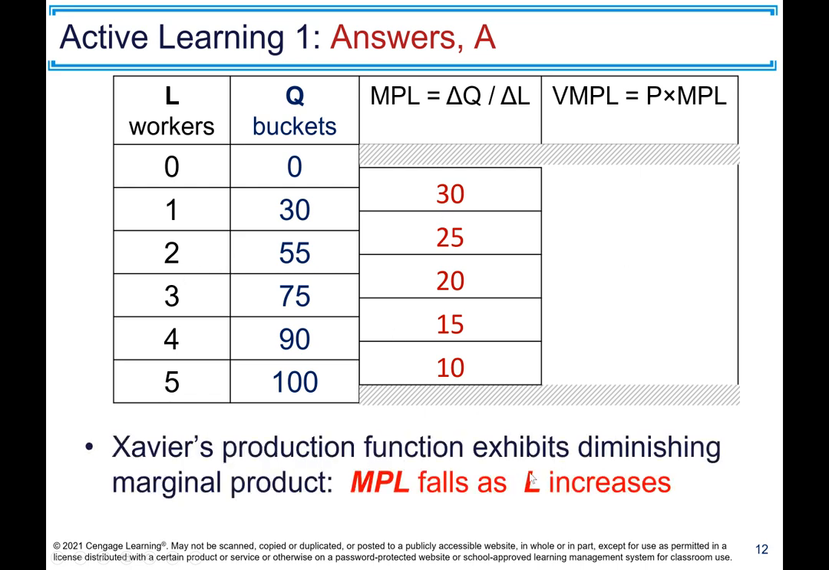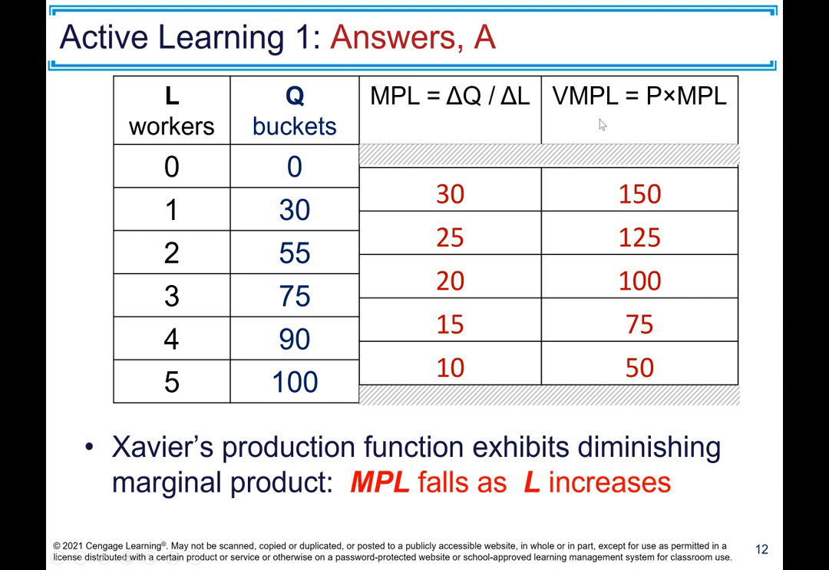Xavier's production function exhibits diminishing marginal product. In other words, MPL falls as L increases. L increases from 0 to 1 to 2 to 3, and MPL decreases from 30 to 25 to 20 to 15, and so on.